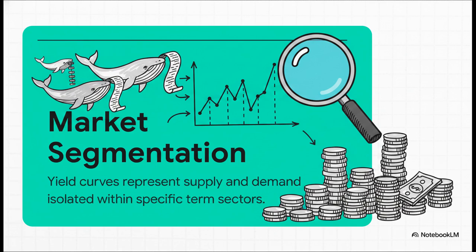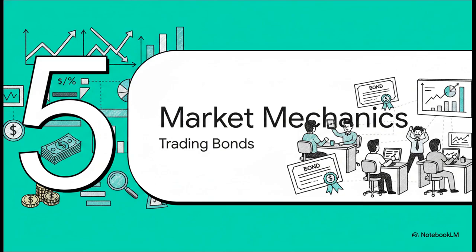Finally, we have the market segmentation theory, which basically slices the market into completely isolated buckets. It states that massive players dictate rates in their own preferred term sectors through pure, isolated supply and demand. For example, commercial banks mostly hang out and trade in short-term bonds, while life insurance companies who have to plan for liabilities decades into the future, they strongly prefer long-term horizons. According to this theory, the yield curve is really just a snapshot of the fragmented supply and demand driven by these massive institutional whales.